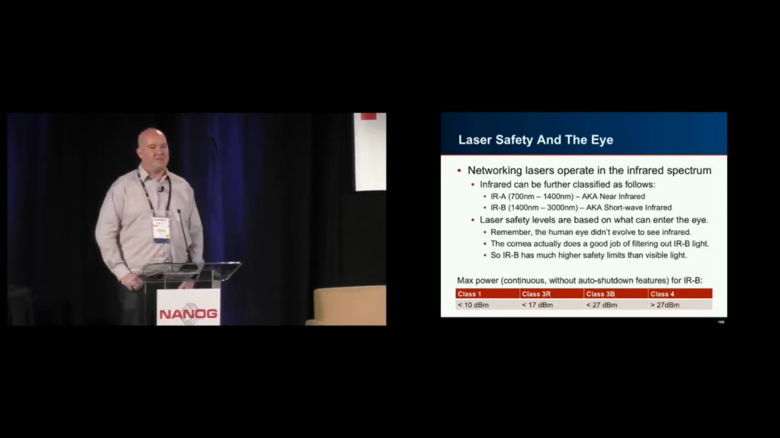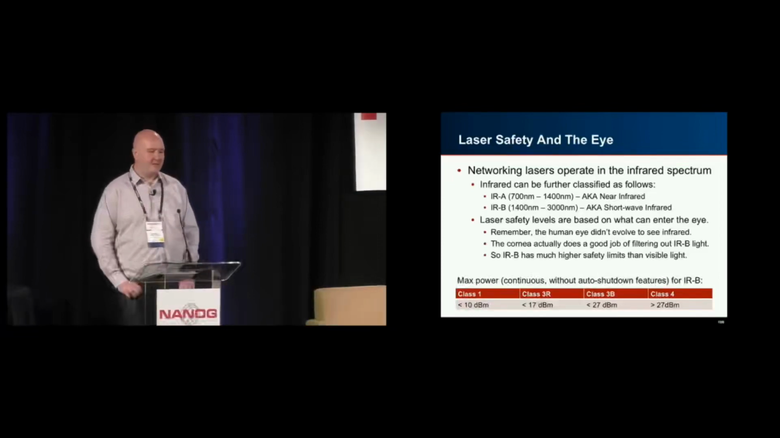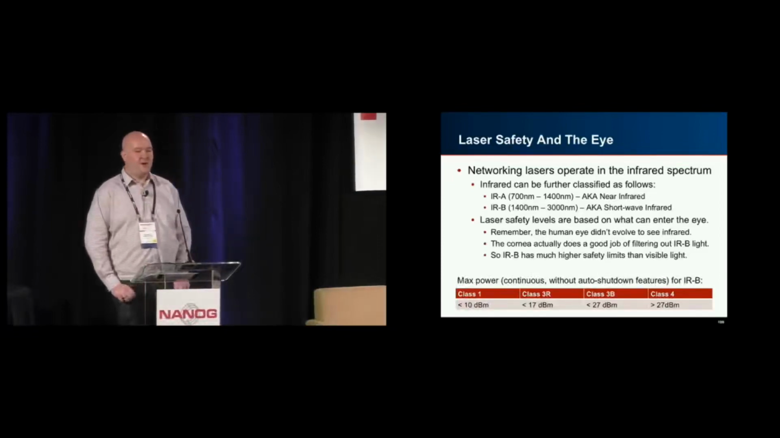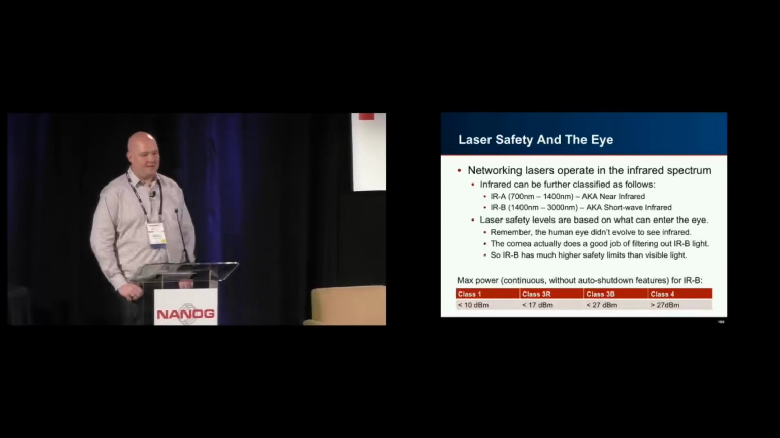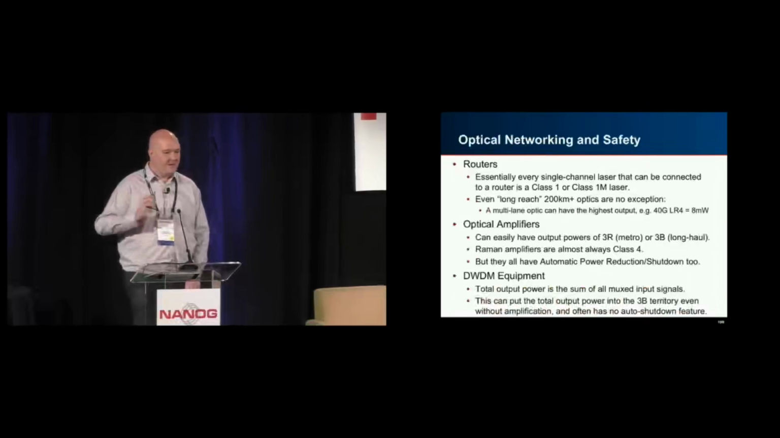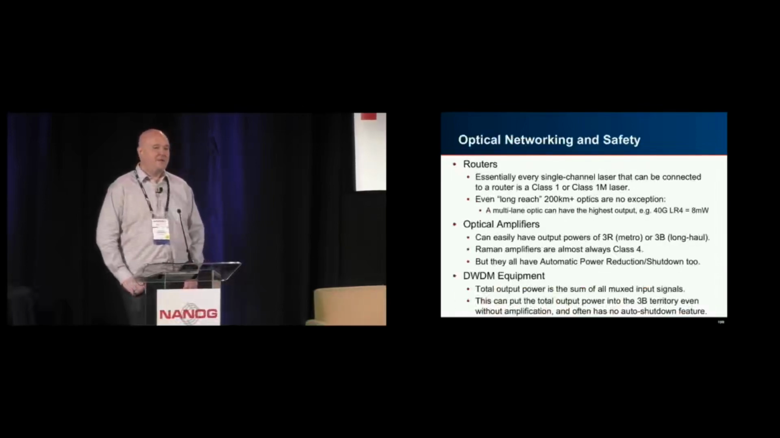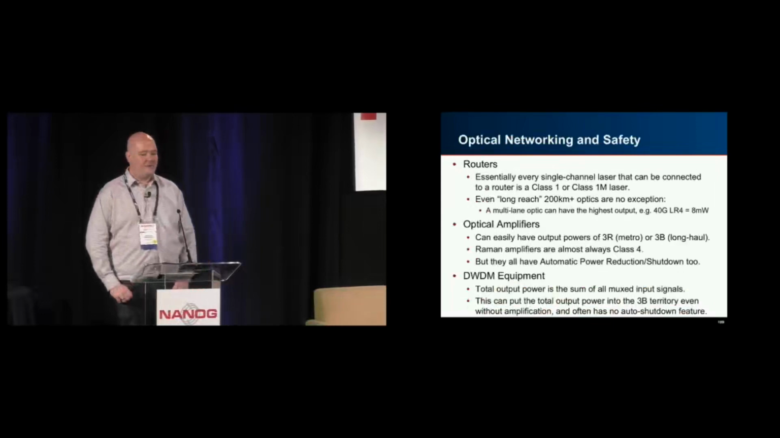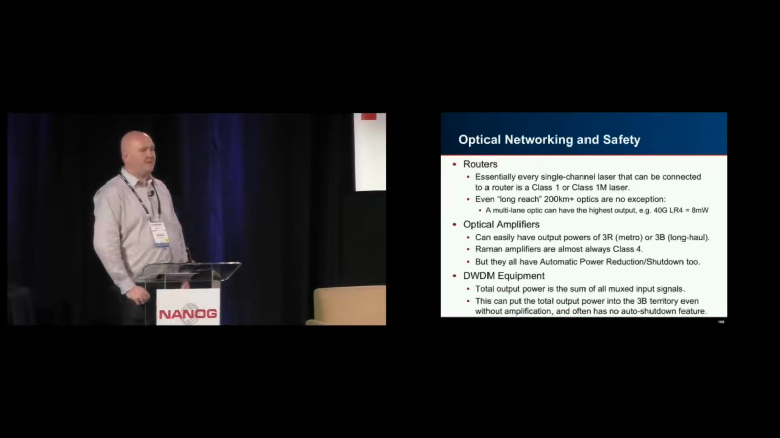To be below a class 3B, you've got to be below 27 dBm, which is a really, really, really powerful signal. But that's your Raman pumps, your ultra long haul type applications. And then class 4 is something that's really above that and actually causes a lot of physical damage. So in routers, essentially everything that you ever look at, even if it's a 200 kilometer reach optic, even if it's anything crazy like that, it's going to be class 1.